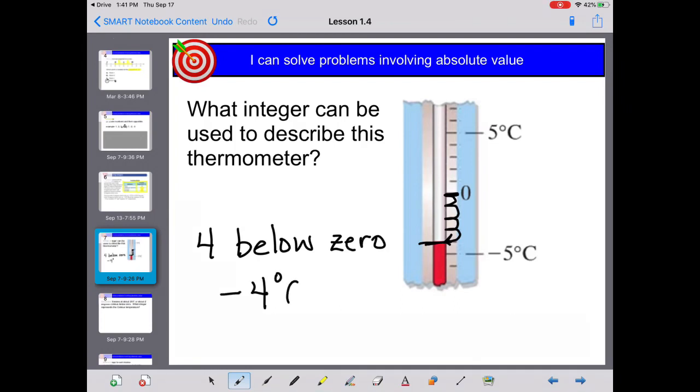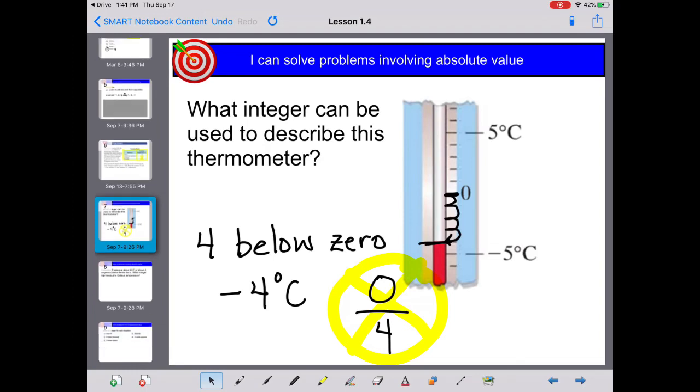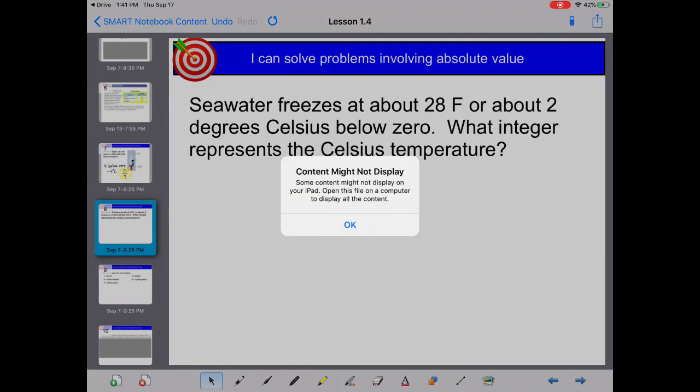-4 degrees Celsius. It is not written as a fraction with -4 or a 4 written in the denominator. Let me write that one more time. It is not 4 below 0 like this. This is wrong. Don't do that. 4 below 0 is -4 degrees. Okay?